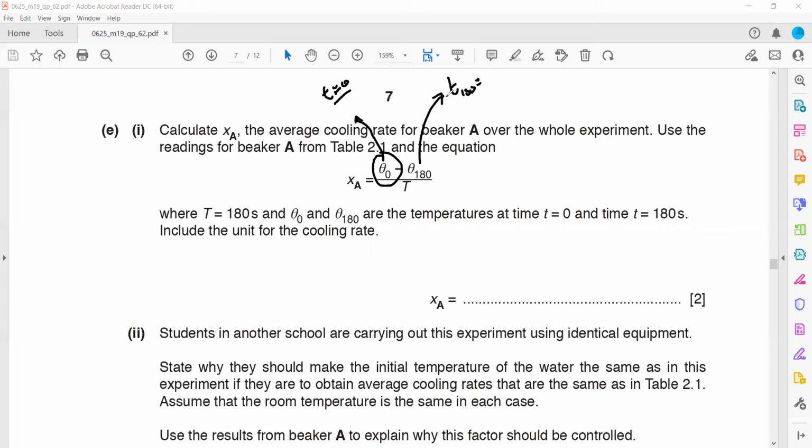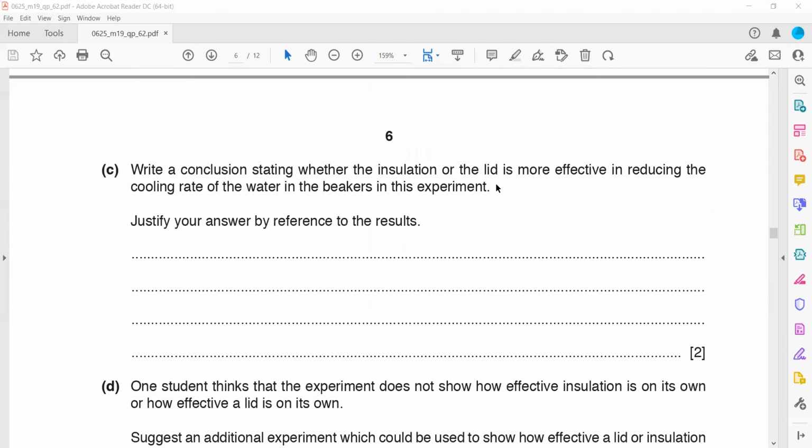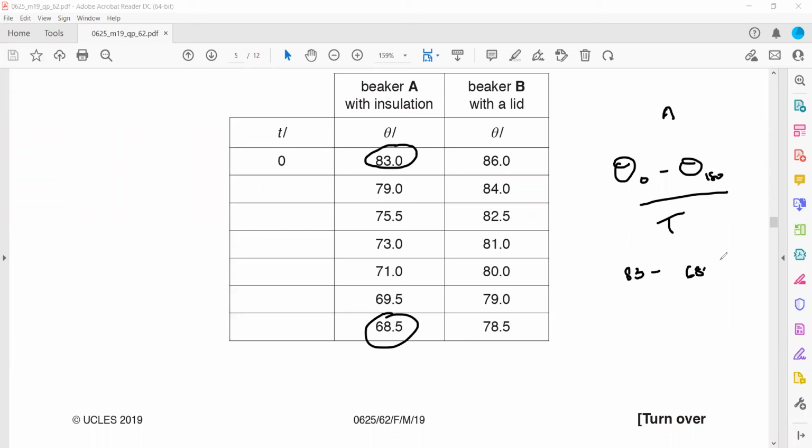So we already calculated this for beaker A. We just calculated the change, but we need a rate of change. So what is theta zero? This is theta zero, the temperature when we start the experiment, and this is theta 180, temperature after 180 seconds. And so the formula is theta zero minus theta 180 divided by T. So for beaker A, that is 83 minus 68.5 divided by 180.